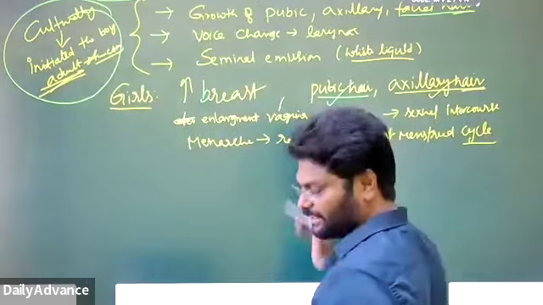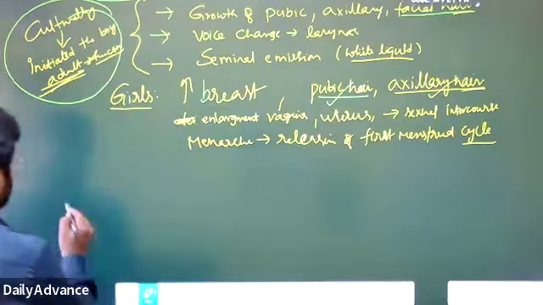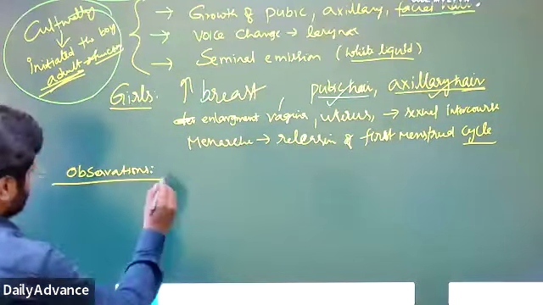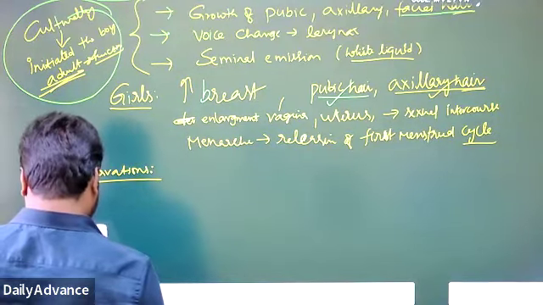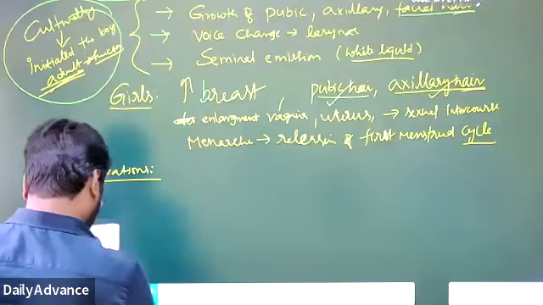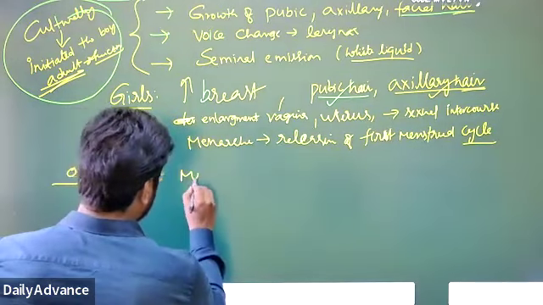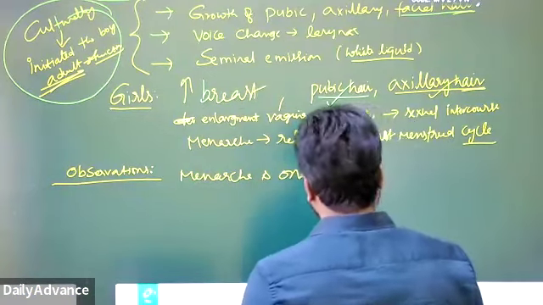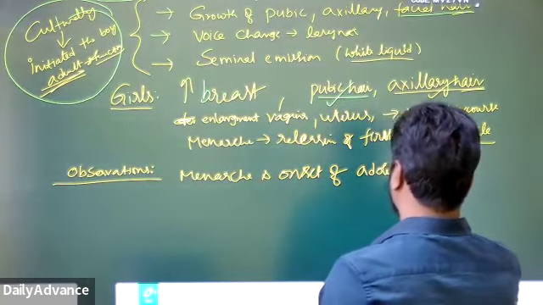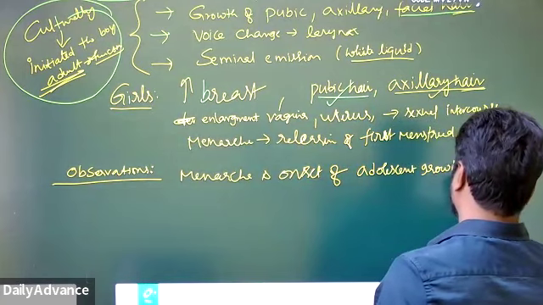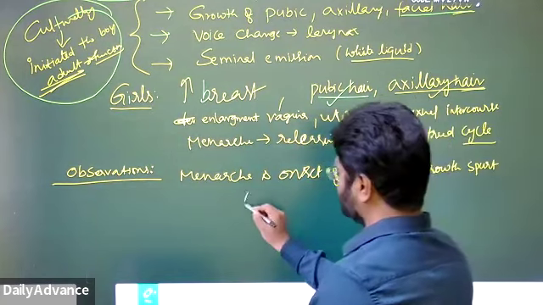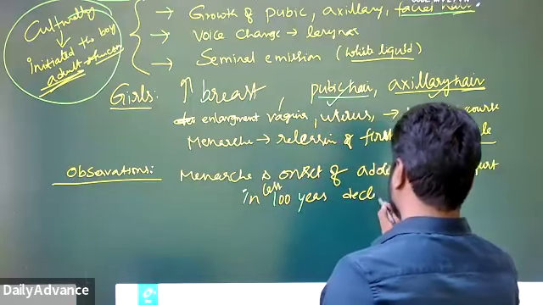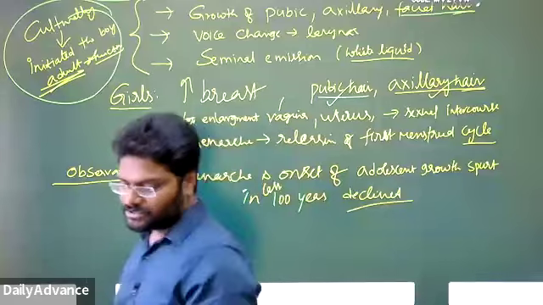Secular trend means observations. You can see that menarche and onset of the adolescent growth spurt have declined in the last 100 years. This is the observation.